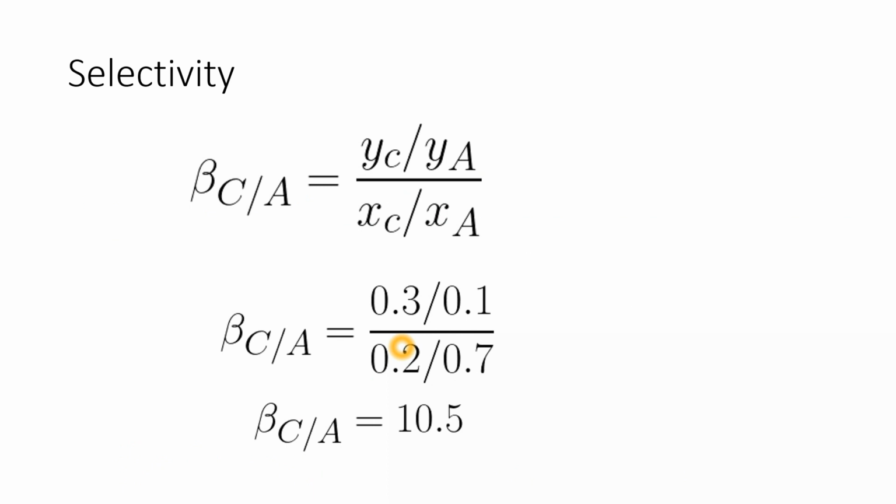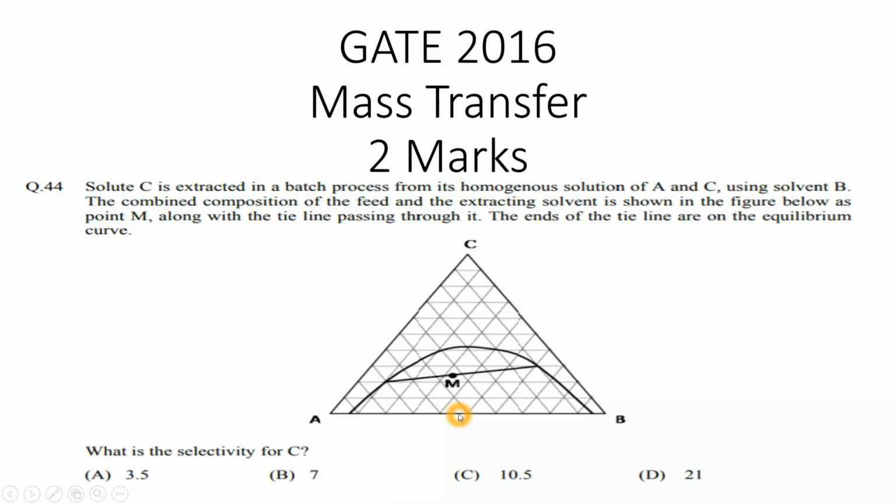Beta C upon A is 0.3 upon 0.1 divided by 0.2 upon 0.7. From this we get 10.5. So option C is correct. This is the final answer.